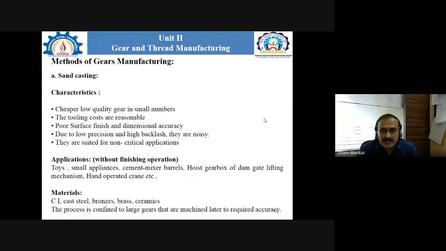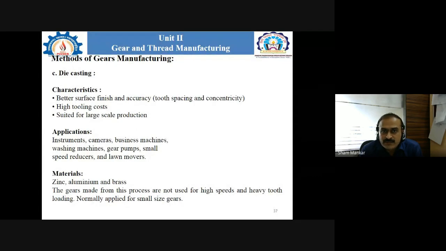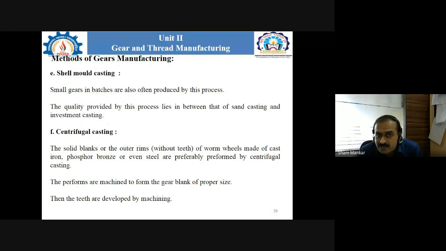First one is the sand casting process. Second one is the metal mold casting process. Third one is the die casting process. Fourth one is the investment casting process. Fifth one is the shell mold casting process.